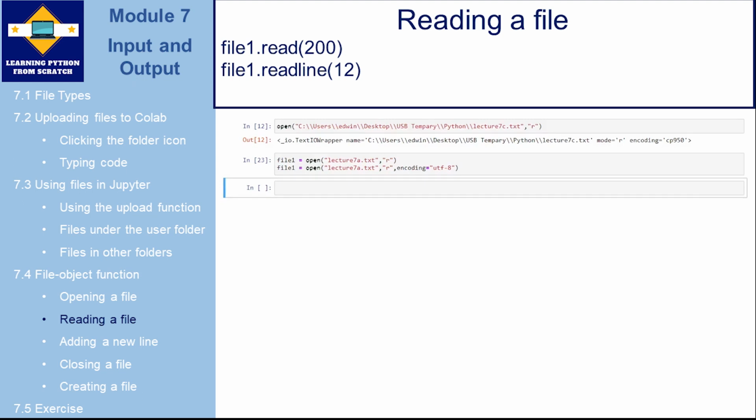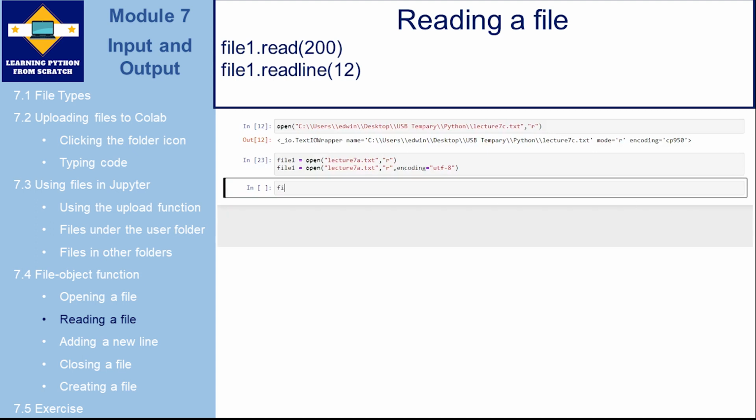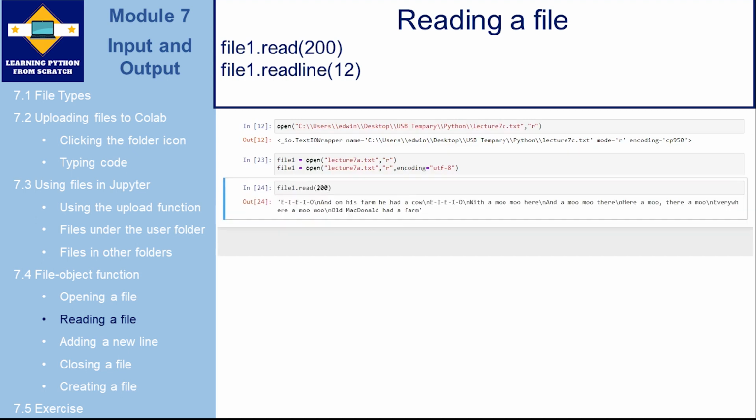The file object.read reads the first X number of characters from a file as a string. Let's type file1.read(200). If the number inside the brackets is missing, the entire file will be read. For each line, there will be a newline character \n at the end. The \n has a size of 2, and \n in Python means that it's going to be a new line.